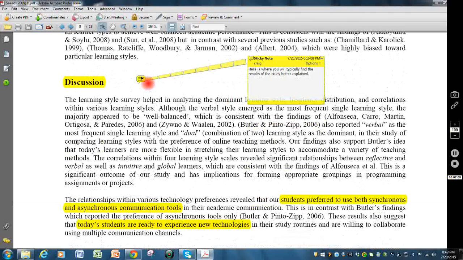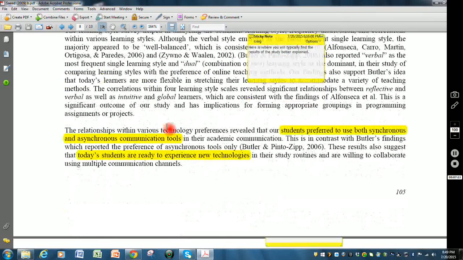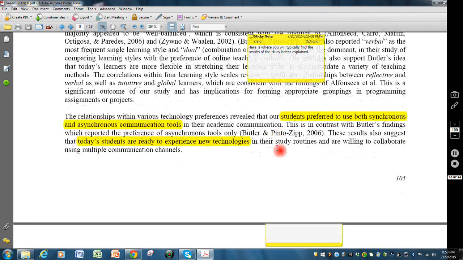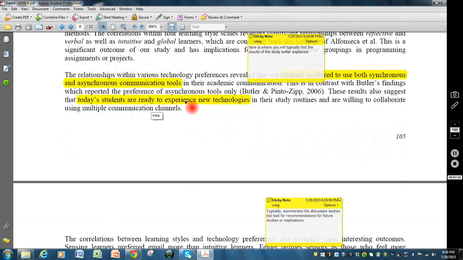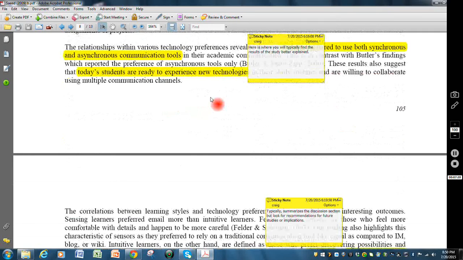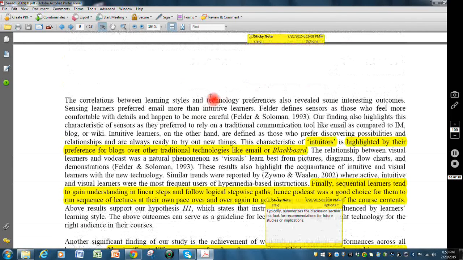Okay, the discussion. This is a very important part of the peer-reviewed journal article because here's where you will find the results of the study better explained. And here I highlighted two instances where I found that the authors really honed in on what they found, and that was that students preferred to use both synchronous and asynchronous communication tools. That was one thing. And that today's students are ready to experience new technologies. That was another finding.